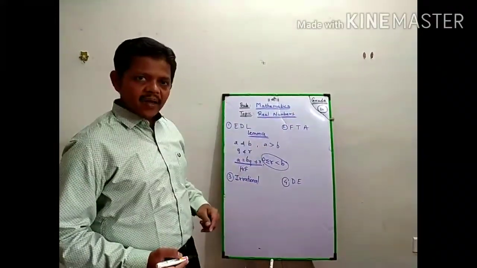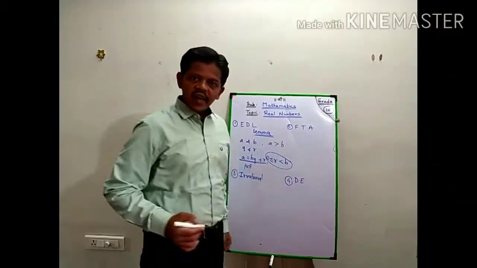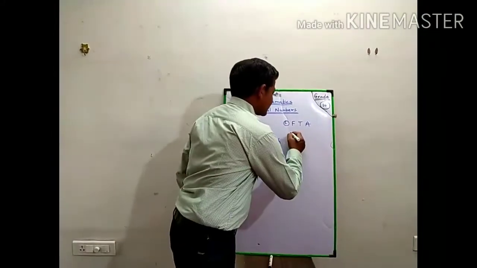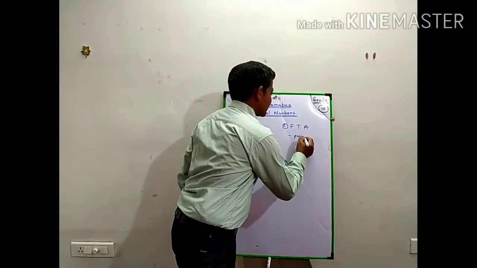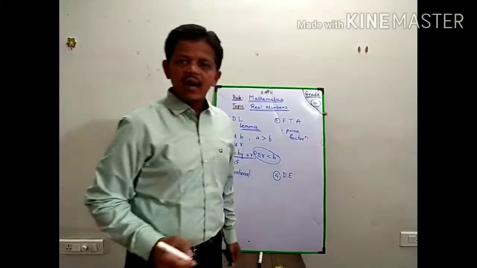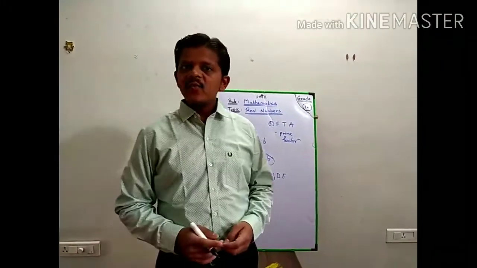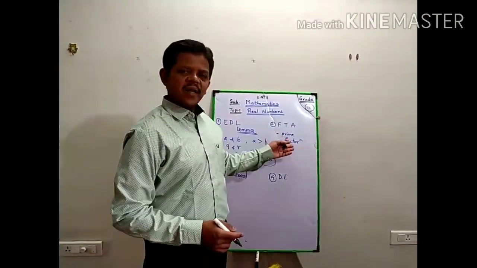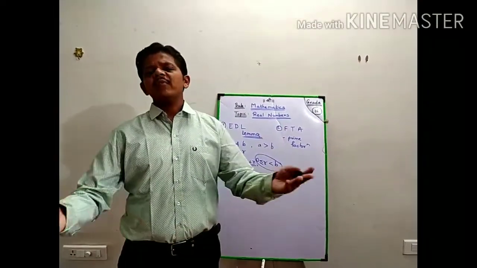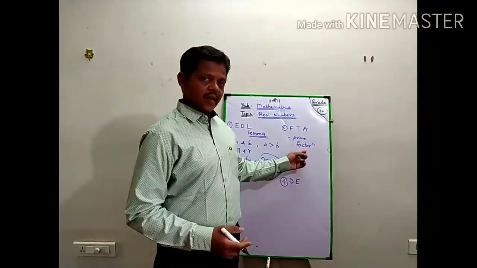In the second part, we'll be studying the FTA, that is the fundamental theorem of arithmetic, which says something about prime factorization. Have you all studied prime factorization in your earlier classes? Yes, we have. So what are the properties of this prime factorization? And using those properties, we'll be studying a few results. So that's the second part.